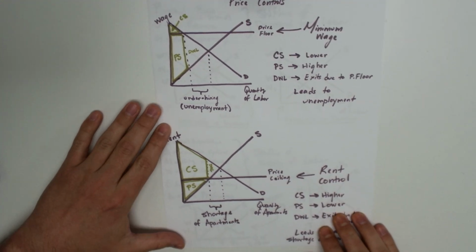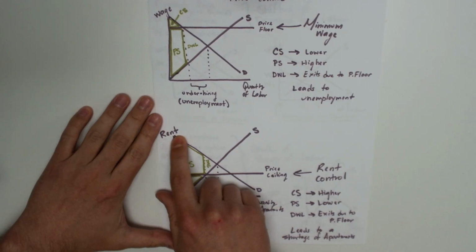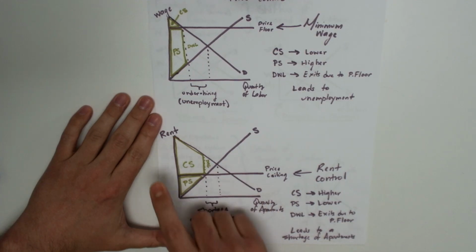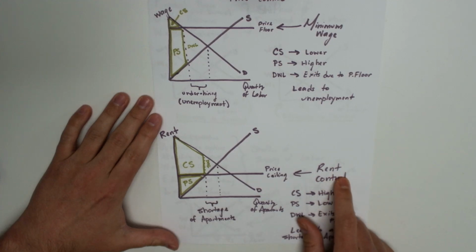Here we're going to look at the market for land. Now, land has a different price, which is called the rent. So we have quantity of apartments here and rent. And here the government is instituting a price ceiling. This is the maximum price that they can charge for rent. This is called rent control.